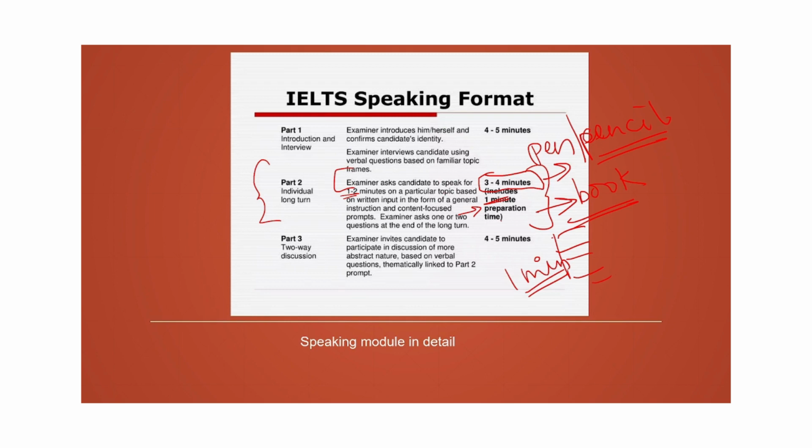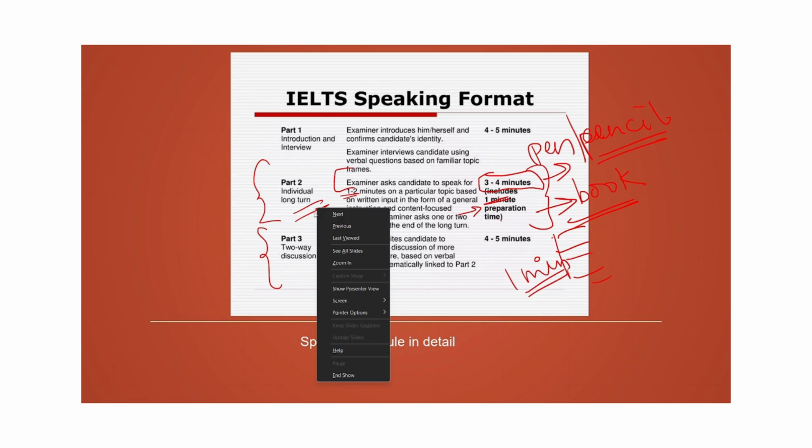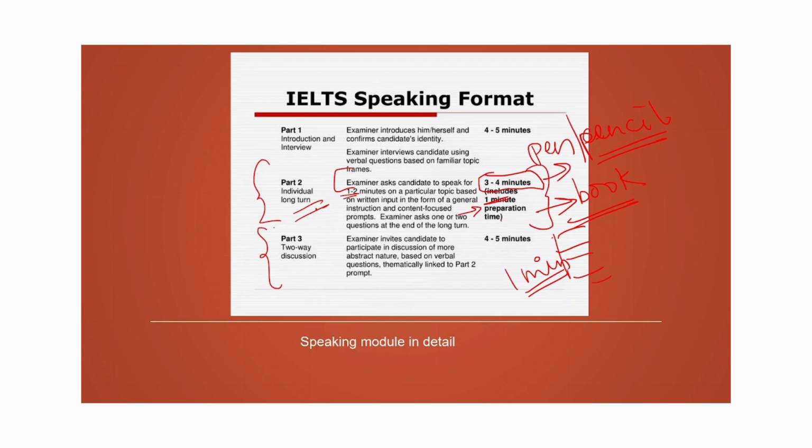Also, there are some prompts and some types of questions related to a topic, wherein you just have to speak at a stretch and show that you are quite fluent in English. So this part will definitely cover that. Whatever question or title you have in this particular section, part 2, will be carried forward into part 3, which is known as a two-way discussion.